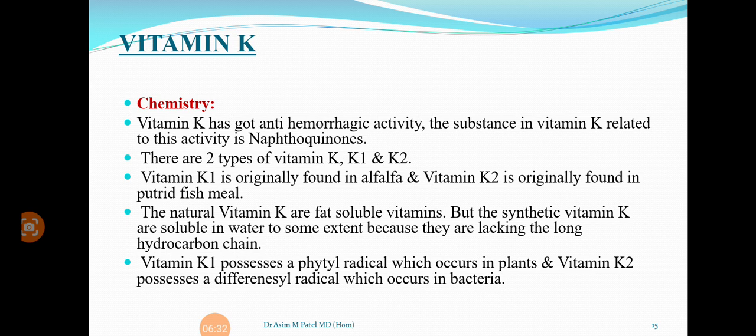Chemistry of vitamin K. Vitamin K has anti-hemorrhagic activity. The substance in vitamin K related to this activity is naphthoquinones. There are two types of vitamin K, called K1 and K2. Vitamin K1 is originally found in alfalfa and vitamin K2 is originally found in putrid fish meal. The natural vitamin K are fat soluble vitamins, but the synthetic vitamin K are soluble in water to some extent because they lack the long hydrocarbon chain.